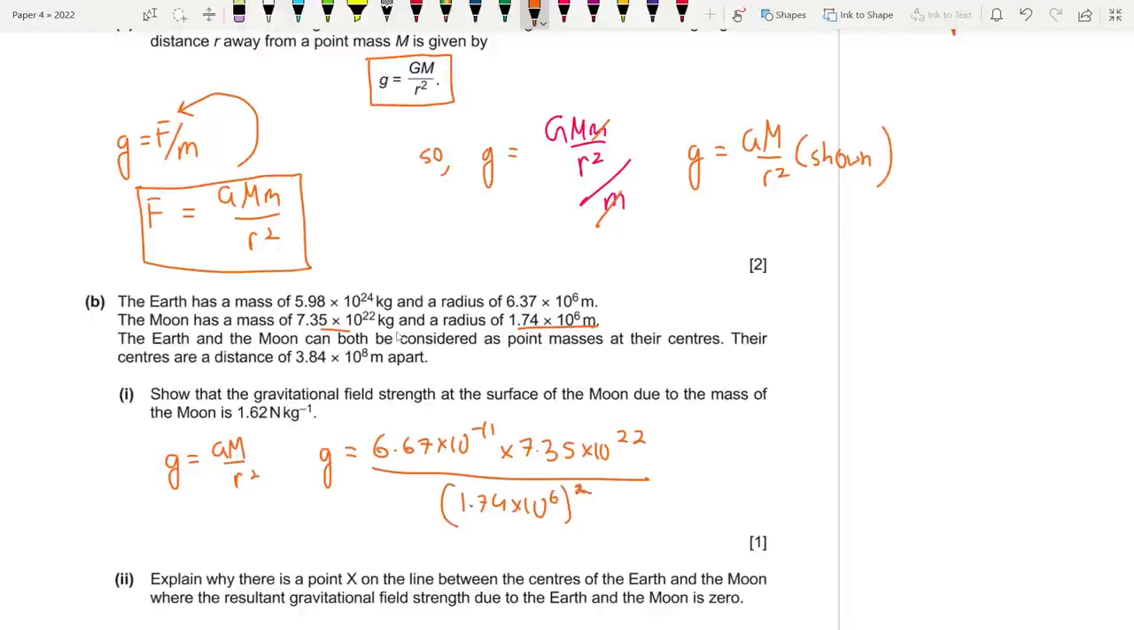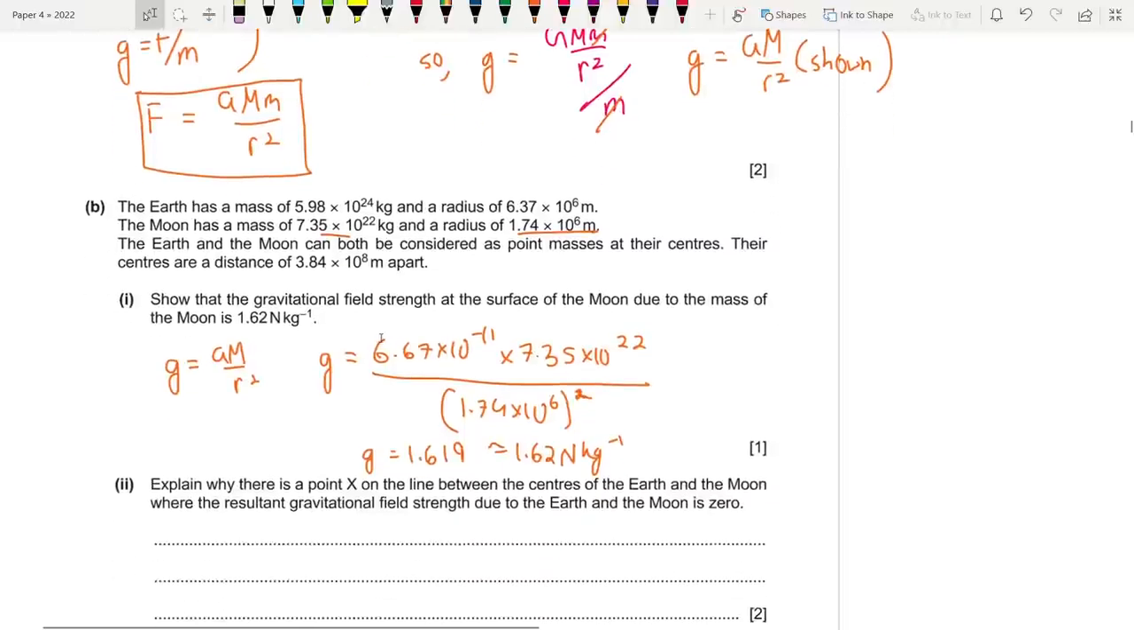Okay, so let's check. 6.67 times 10 power minus 11 times 7.35 times 10 power 22 divided by 1.74 times 10 power 6 whole square. Yeah, so we're getting a value of g is equal to 1.619, which is 1.62 basically, unit per kg. So that's shown. So for show questions, make sure to use this value in the next part.